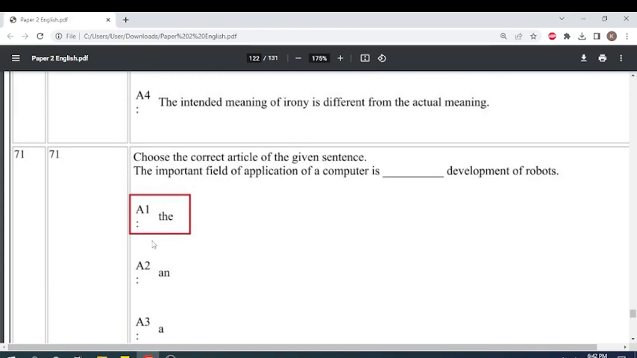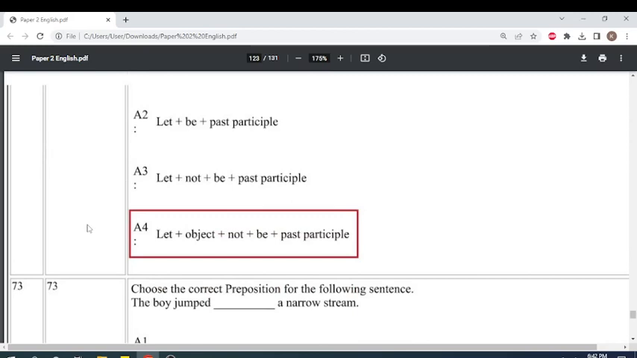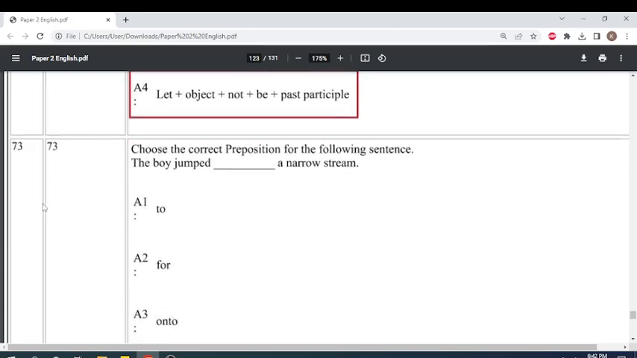71. Choose the correct article for the given sentence. The important field of application of a computer is dash development of robots. Answer A1. 72. Don't pluck the flowers. Choose the correct passive formation. Answer A4, let plus object plus not plus be plus past participle.